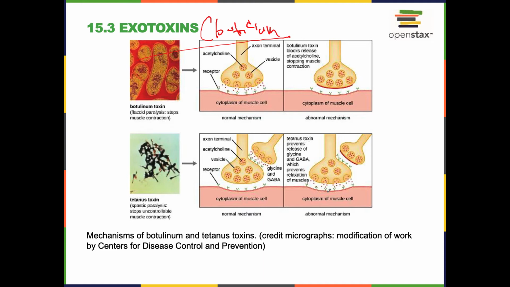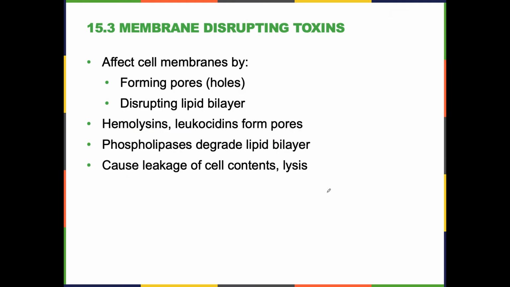Terrible. Membrane disrupting toxins, what do you think they do? They're going to disrupt membranes, right? So generally they do it by making holes or by destroying the membranes or the lipid bilayer, right? We have hemolysins and leukocidins, which form pores, and phospholipases, which degrade the lipid bilayer. Turns out they do other things as well.